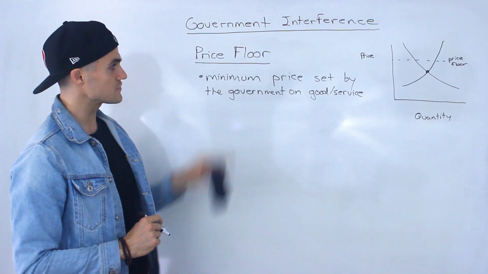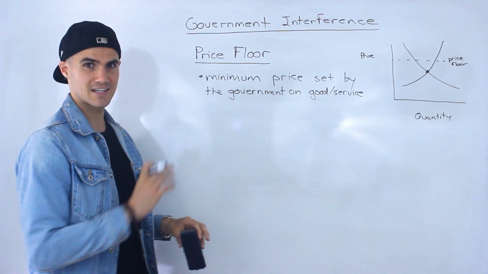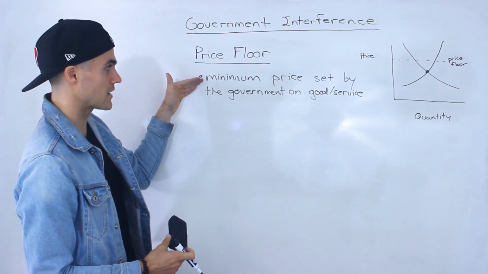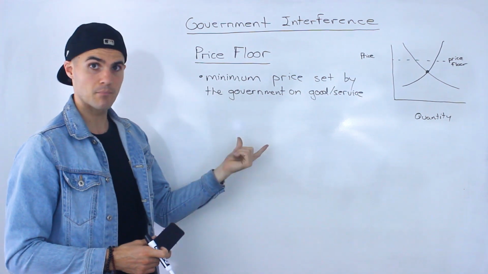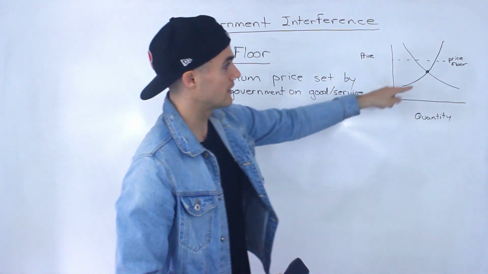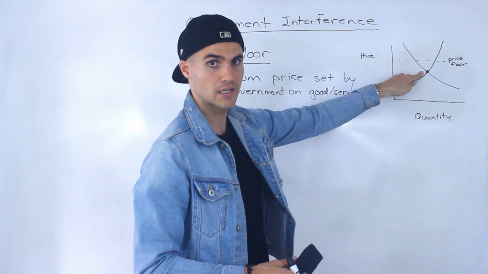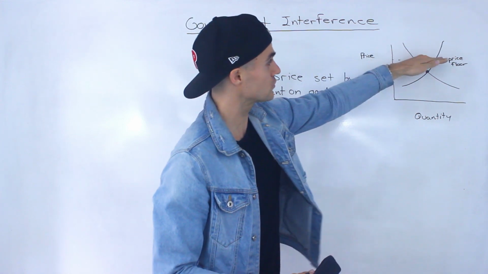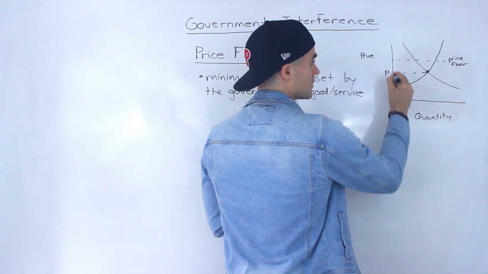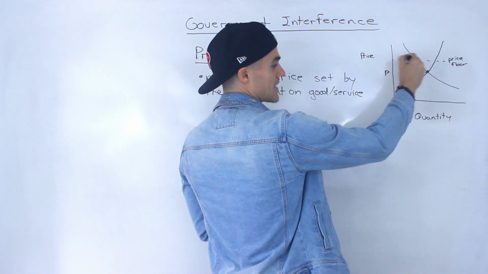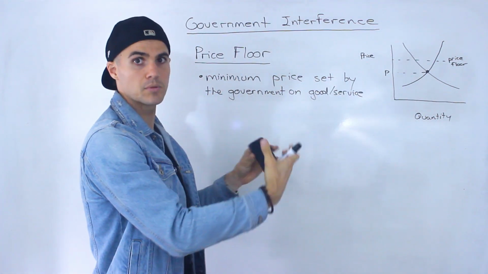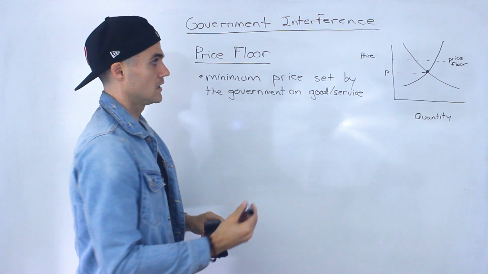Now let's look at the price floor more specifically. Let's discuss it in a little bit more detail, and then after we'll discuss the price ceiling. So the price floor, as I mentioned, is the minimum price set by the government on a good or service. And we mentioned how a price floor can sometimes prevent that market equilibrium from happening. Because if the price floor is here, notice the equilibrium price is going to be here. But if the price floor is set up here, then any price below that price floor set by the government is going to be illegal in the market.